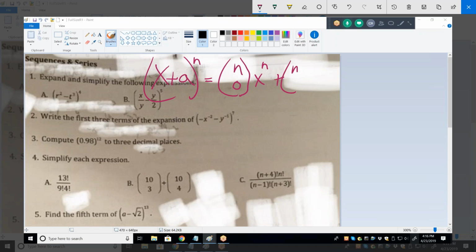Plus n choose 1 times x to the n minus 1. The x term counts down. And then you have an a term to the 1. And then the next term, and I'm not looking at the book here because there's a pattern here you want to recognize.